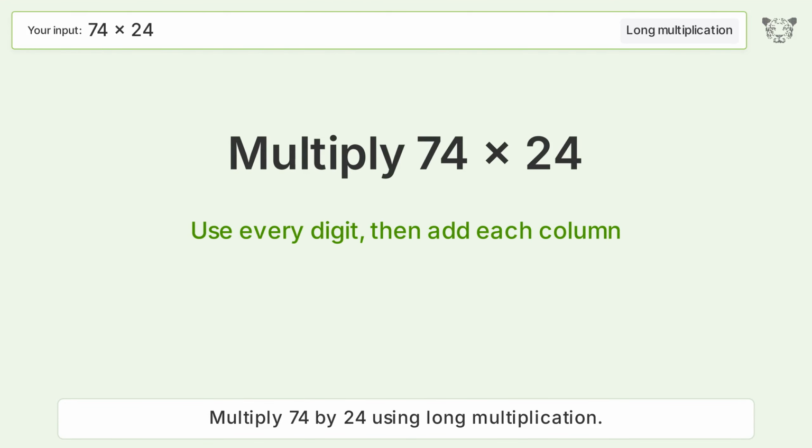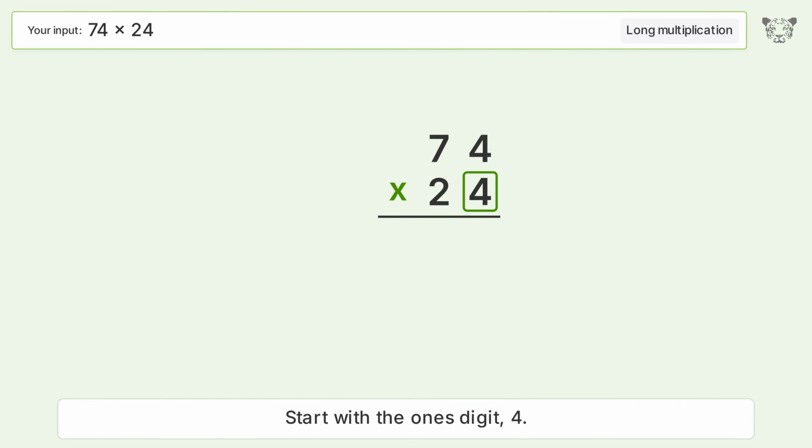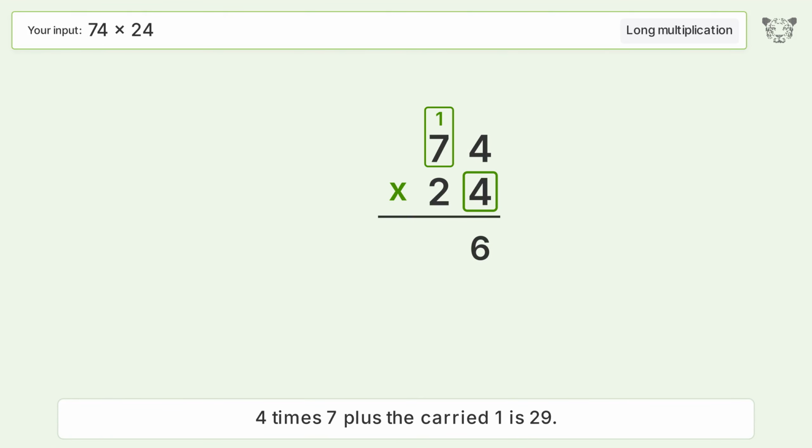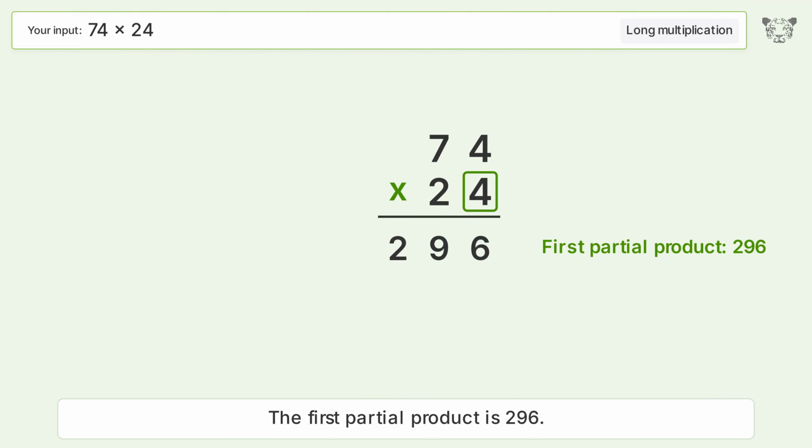Multiply 74 by 24 using long multiplication. Start with the ones digit, 4. 4 times 4 is 16. Put 6 in this column and carry 1. 4 times 7 plus the carried 1 is 29. The first partial product is 296.